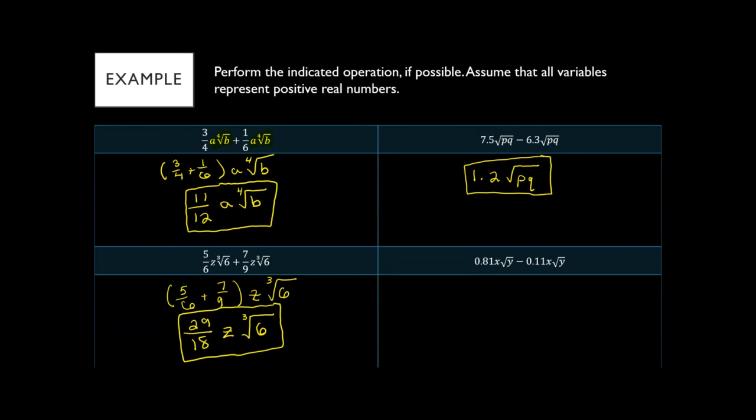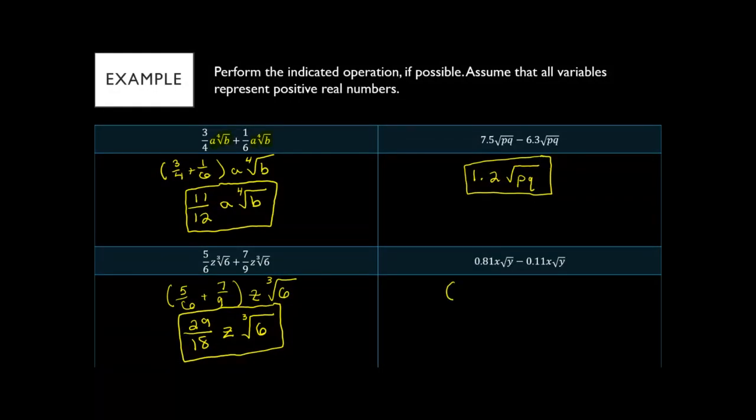Then the last one on the right, we've got 0.81 x times the square root of y minus 0.11 x times the square root of y. So they both have x in front. They both are square roots. They both have y inside the square root. So these are like terms. So you just do 0.81 minus 0.11.